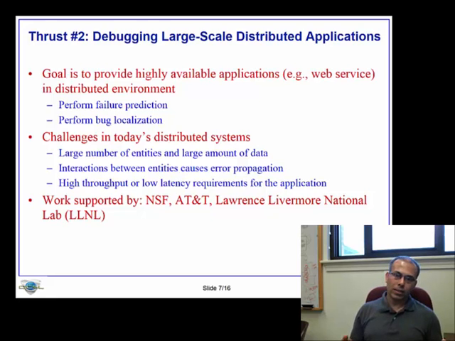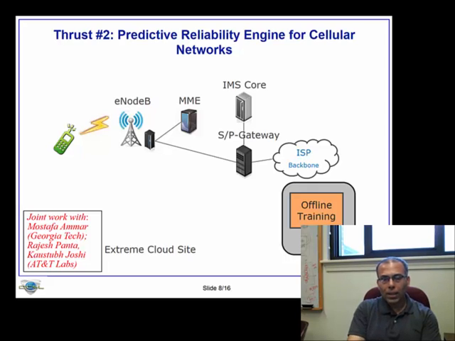Now, because there are all these different entities, software components running on hardware platforms, interactions between these software components cause error propagation. So for example, an error in component 1 may actually manifest itself as a failure in component 2. And components 1 and 2 may be separated far in terms of their interaction distances. And while building any dependability protocols, we still have to keep in mind that these applications will have high throughput and low latency requirements.